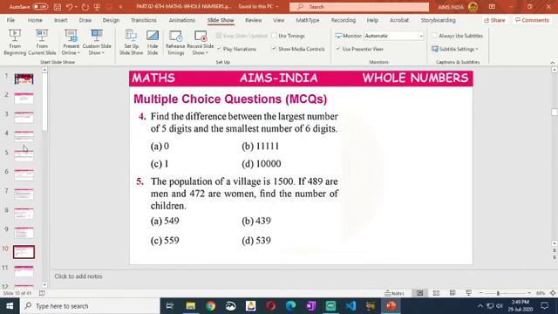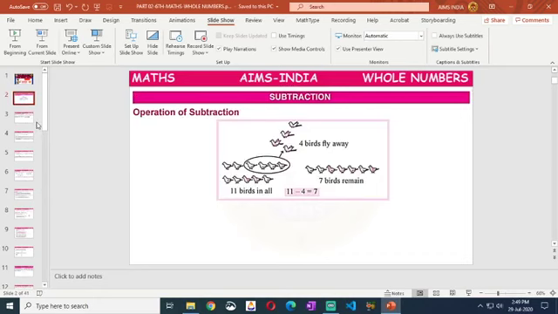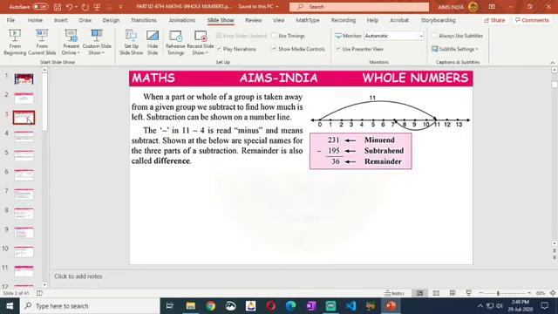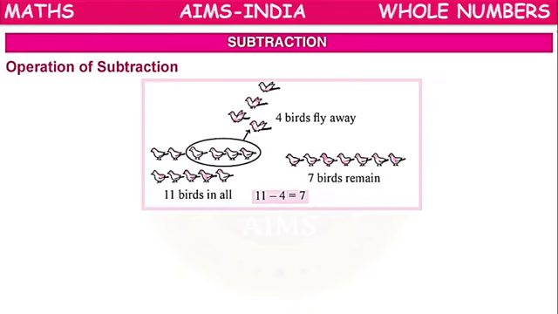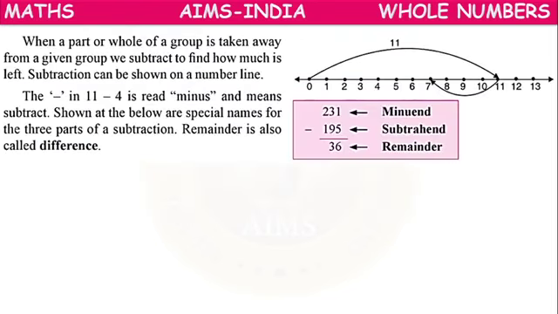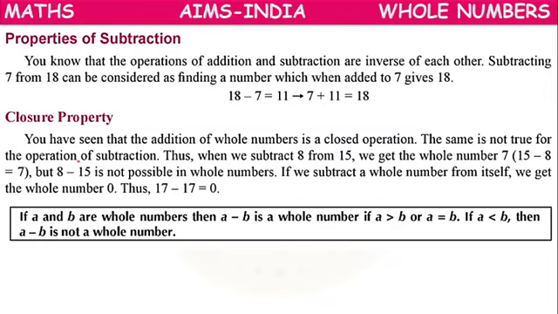Okay children, what have we learned today? Regarding subtraction we have learned. Subtraction has 3 parts: minuend, subtrahend, remainder. Subtraction means taking away either some part or the complete part. The number from which subtraction is done is the minuend. The number that is going to be subtracted is the subtrahend. The result will be called either remainder or difference.